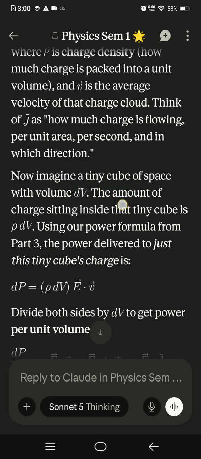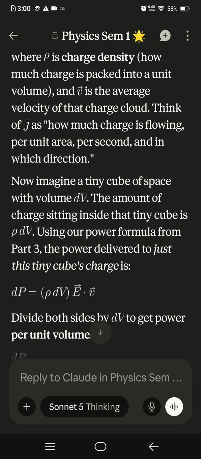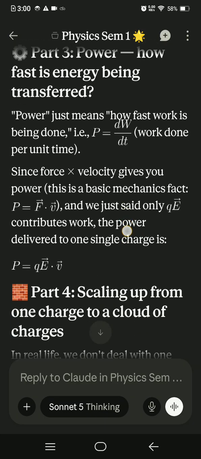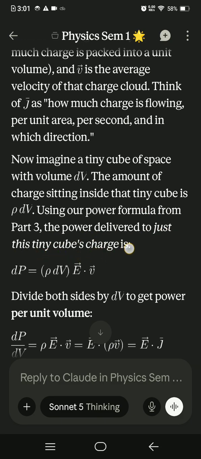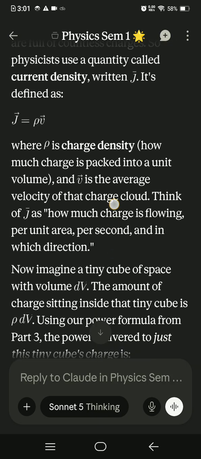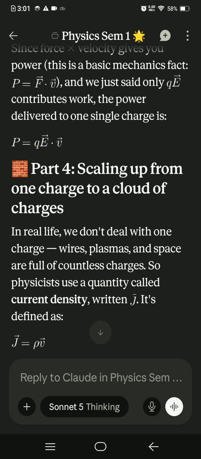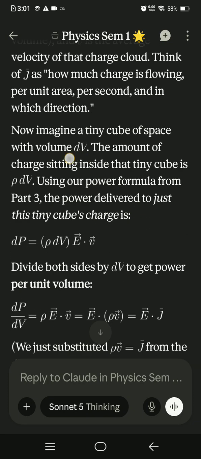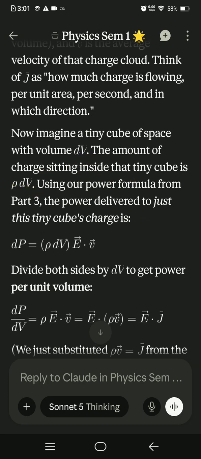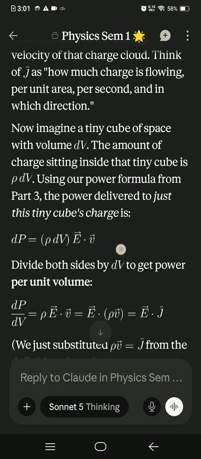Using our power formula from part 3, this is QE dot V. Now we are not talking about a single charge. We are talking about the charges inside that little volume, and the charge inside that little volume is rho dV. So Q is replaced by rho dV. So now dP equals rho dV E dot V. This is the little power for that little volume.